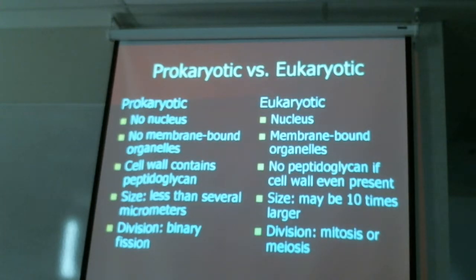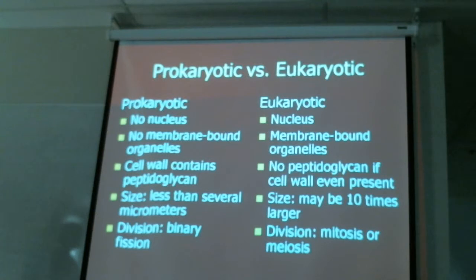Eukaryotic microorganisms, some of those have a cell wall, and I'm going to let you know which ones those are today. Probably going to ask you a test question about that. But if they do have a cell wall, they do not have that traditional peptidoglycan present. So it's made up of a little different composition. Now, as far as the prokaryotic cell, very small, less than several micrometers. The eukaryotic cell can be 10 times as large.